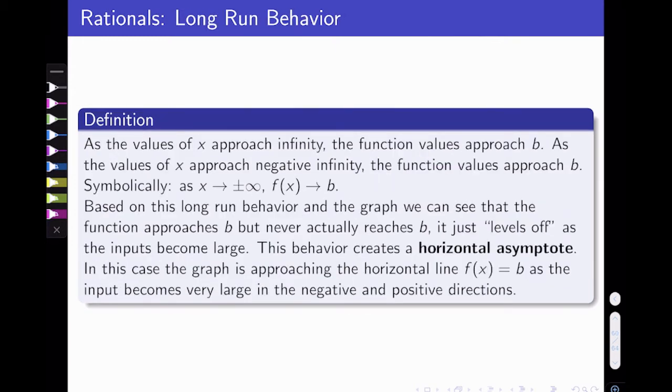Alternatively, for a horizontal asymptote, as the values of x approach infinity, so this time we're talking about the long run behavior as x gets really large to the left and the right, if the function approaches a value b, then that b becomes our horizontal asymptote. So symbolically, we would say as x approaches positive or negative infinity, the function values approach b. Based on this long run behavior, we can see that the function approaches b but never actually reaches b. It just levels off as the inputs become large.